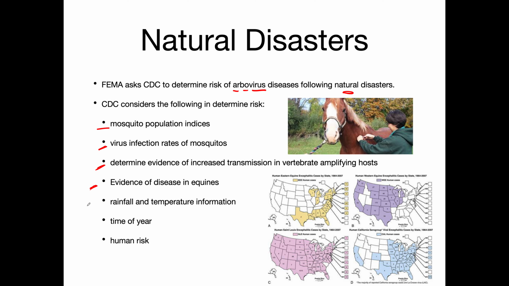Evidence of disease in horses is usually a really big indicator. It's difficult for mosquitoes to bite horses, so when we start seeing disease in horses in particular, that means that we're seeing vector transmission. They'll take into consideration, of course, rainfall and temperature information. Is it hot and muggy, or is it cool and dry? What's the time of year, and what is the risk to humans? Are we locating this in a horse farm that's 100 miles from anywhere else, or are we seeing this in a horse farm that's in the middle of downtown Davie, where we have thousands of people living close by?